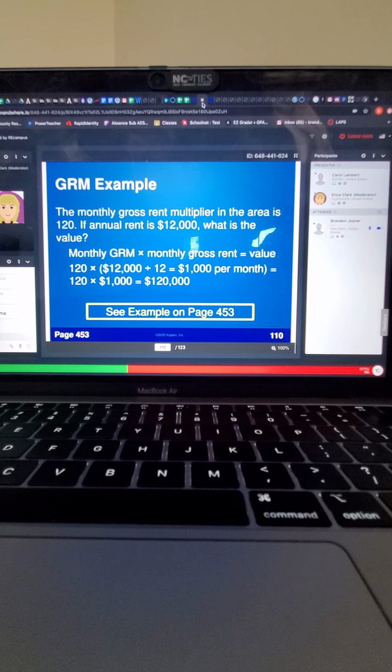$120,000, right? It's $120,000. See, I think doing it annually just adds another step that you don't really need. They took the annual, divided by 12 to get it down to monthly. If you just do it monthly to begin with, you don't have that step. That's why I like doing it monthly better. But any way you do it is fine, as long as you come up with the right answer.